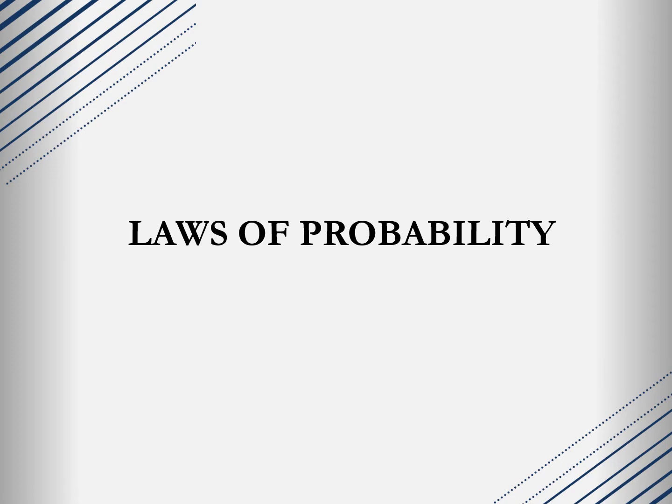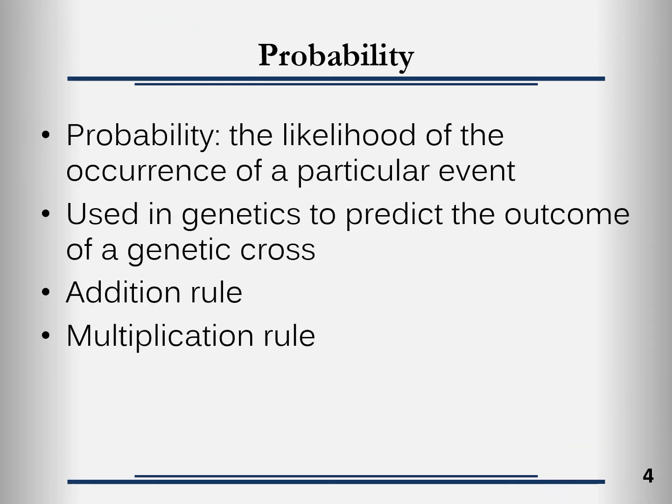So let's review the basic laws of probability. When we mention the word probability, we have in mind, of course, the likelihood of the occurrence of a particular event based on the circumstances in the problem that we're interested in. Probability is widely used in genetics, primarily in our circumstances today, to predict the outcome of a particular genetic cross. It could be the likelihood of a certain genotype, it could be the likelihood of a certain phenotype. We're going to begin with a review of two rules, the addition rule and the multiplication rule.